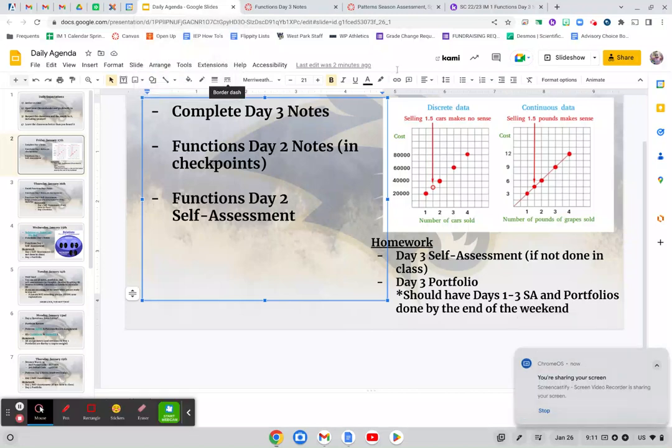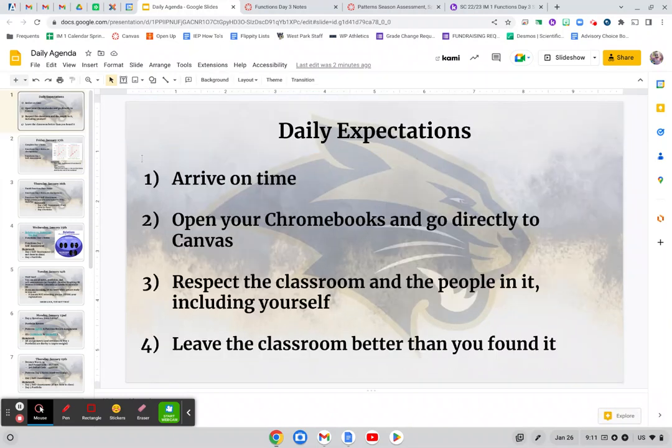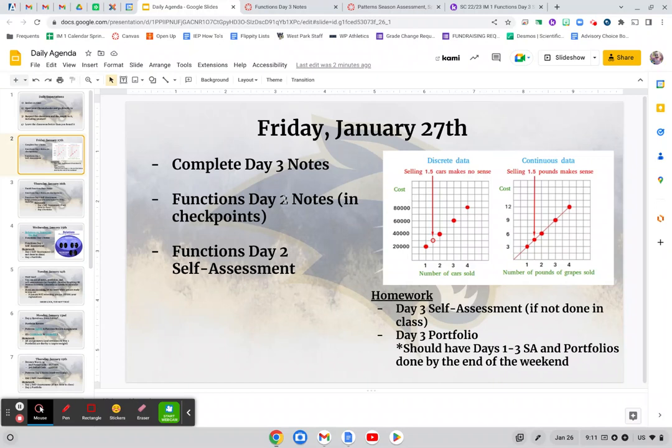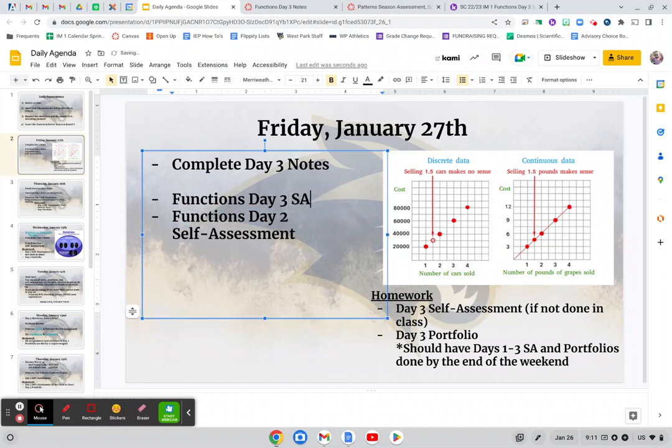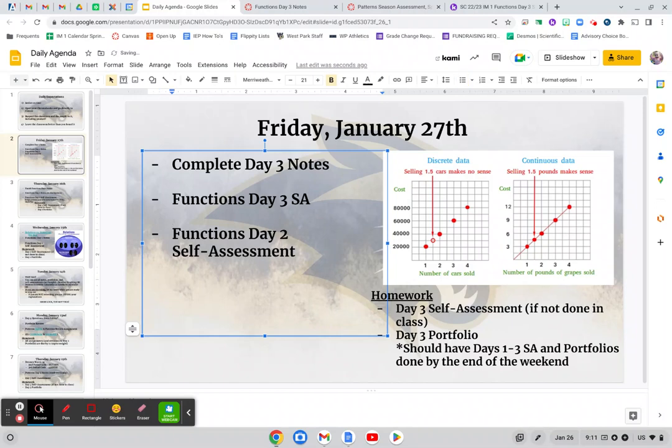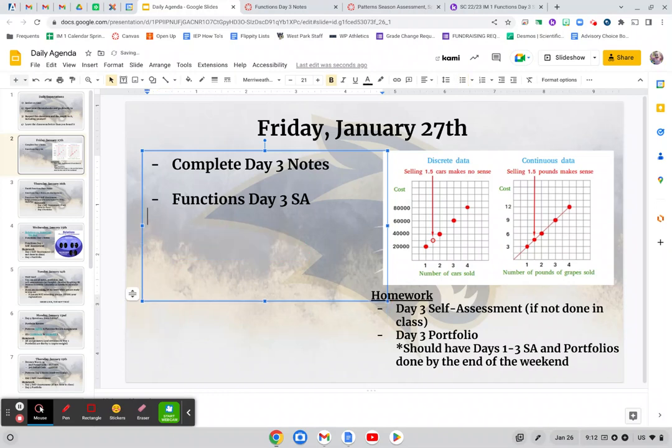Alrighty, guys, we should be starting at the daily agenda, and actually I realized I was in the process of fixing this up. We should work through the day three notes, work through that functions day three self-assessment, and once you complete the notes and you get to the self-assessment, if you even have time, get to that portfolio afterwards.